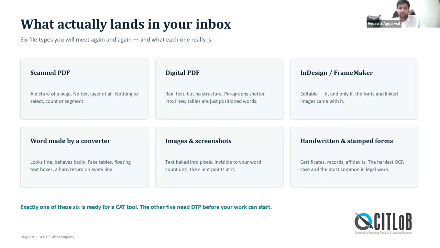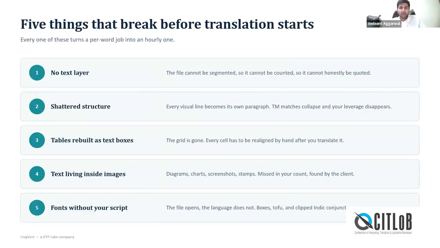Exactly, only one of these six is actually ready for a CAT tool. The other five need DTP work before you can start. Now, we'll talk about the five things that break the translation before it starts. The five failures. Everyone turns a per word job into an hourly one, whether or not you're being paid hourly. One, first, there's no text layer.